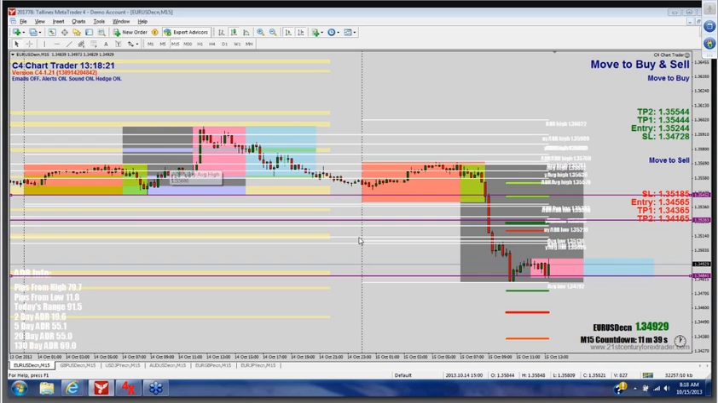So let's look at some additional levels as well. What else do we have? Well, we have, as Forex Joe likes to say, we need to compress our channels.